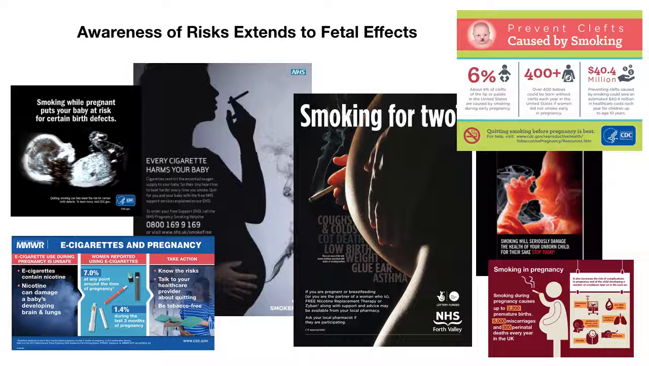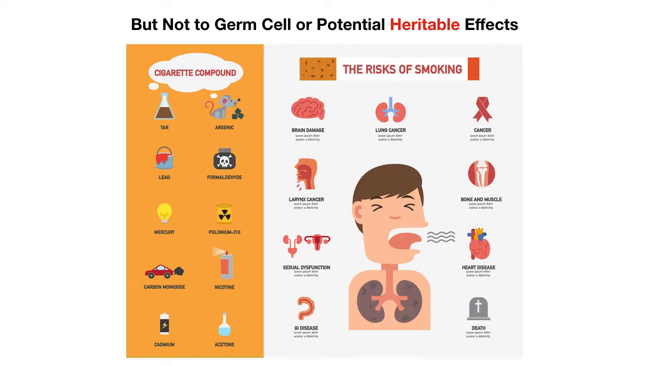But unfortunately, this understanding we have about the toxicity of tobacco has really not reached all the way down to what are probably our most vulnerable cells, which are our germ cells. We tend to communicate risks, we tend to research risks, and we tend to regulate risks around somatic effects, and there is actually very little attention given to potential germ cell effects.